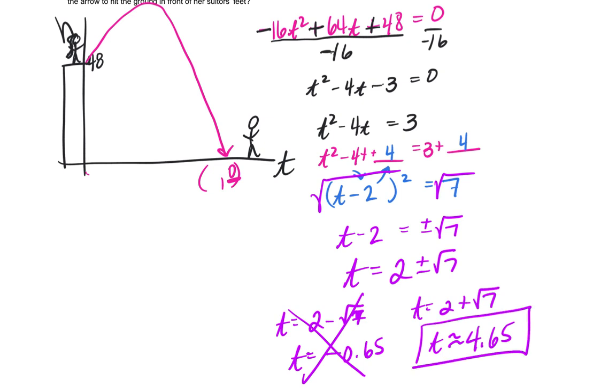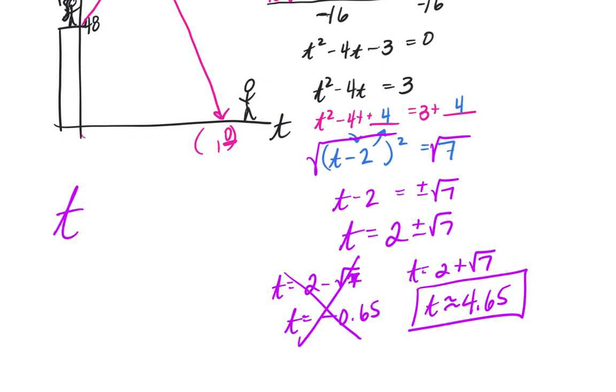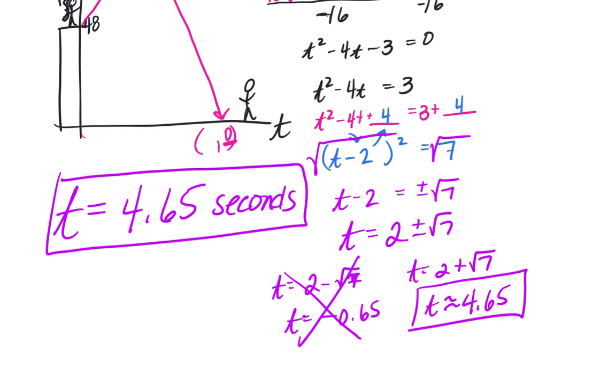So when it says, how long does it take for the arrow to hit the ground in front of her suitor's feet? Time is 4.65 seconds. And that is all. I apologize for the mistake there and here and there, but we're done.